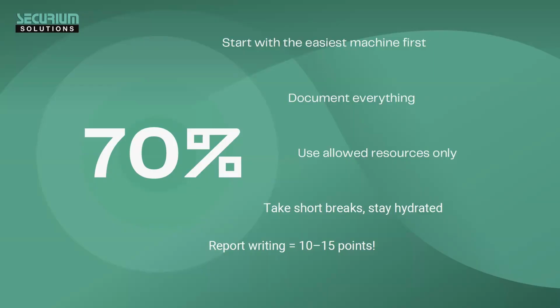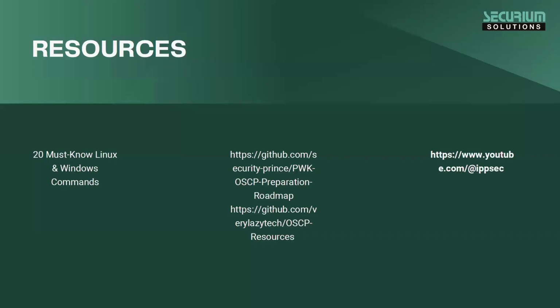Report writing has 10 to 15 points. That's a must. Guys, report writing must be top notch. You should know how to write reports, and you must know what an official pen test report looks like. A lot of people have their own style of report writing. No one will be sharing their reports with others. I also will not be sharing mine, because Offensive Security is very strict about not sharing reports. So we cannot share the reports with one another. That's the only drawback. And we have resources. You must know Linux and Windows commands.